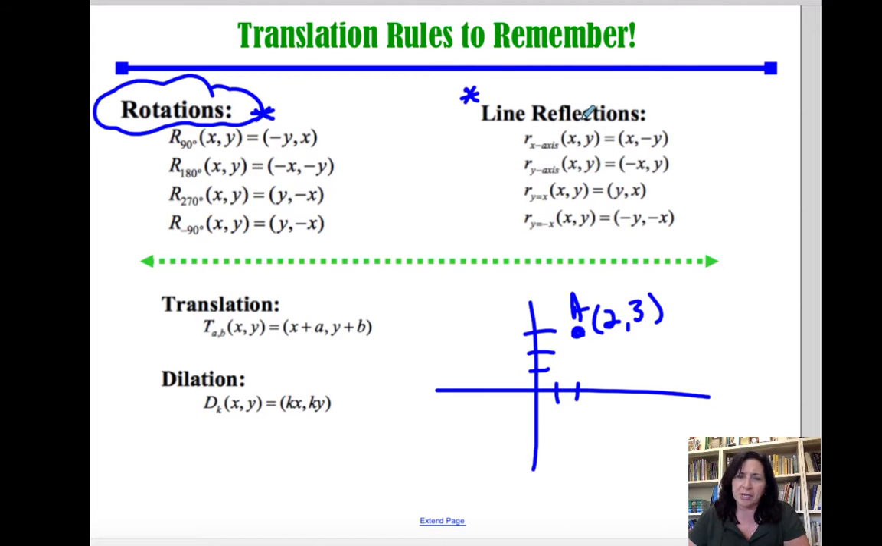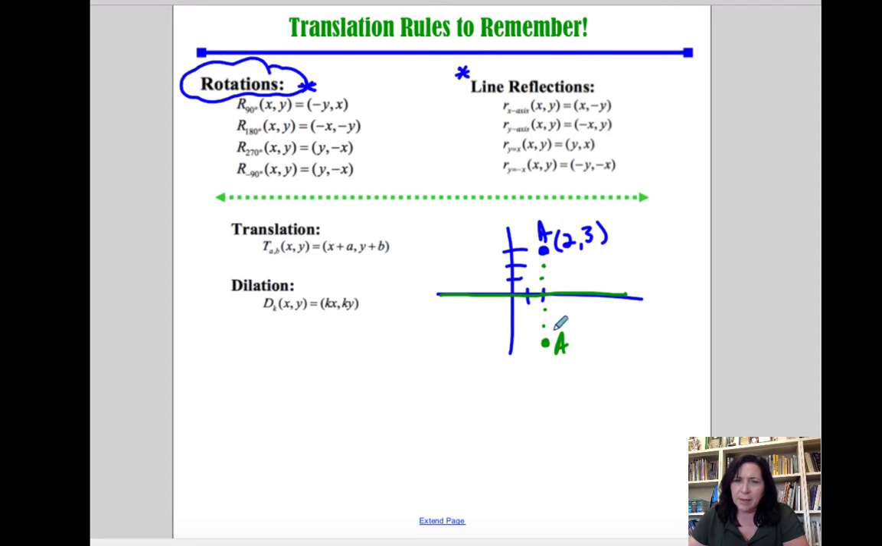And a line reflection, for example, if I want to flip this over the x-axis, this being my x-axis, right? So I can just count that. I went up 3, I'm going to go down 3, okay? So this right here would be my point A prime, and that would be 2, negative 3. So you can see that, see the x, negative y, all I'm doing is the negative y is changing. It's something that you can work out by just looking at it.